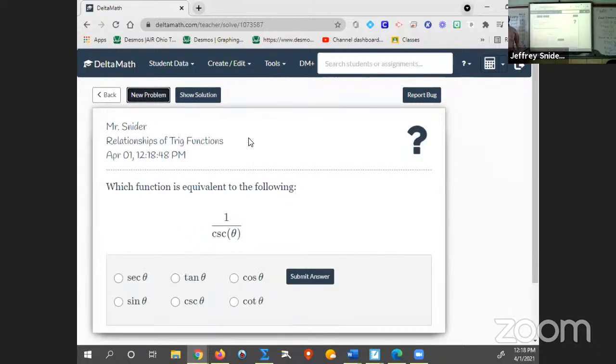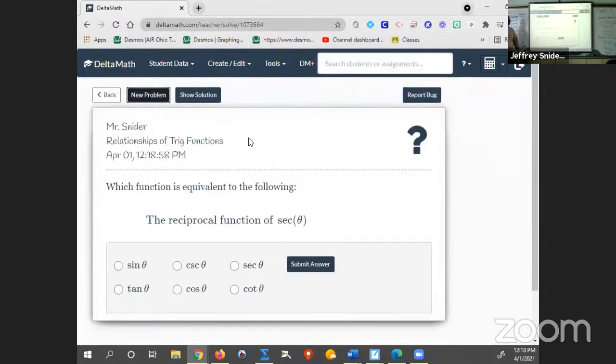This is a good one. What's that? Sine. It's a reciprocal identity. Let's see if there's any more. What's that? Cosecant. What's the reciprocal of secant?